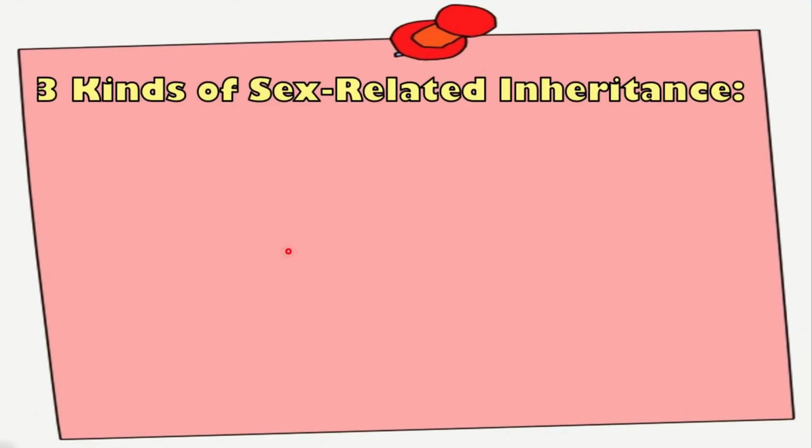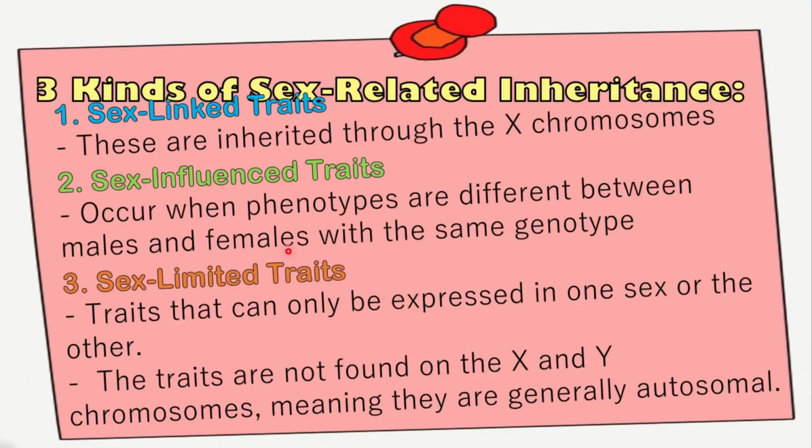Now let us proceed to the 3 kinds of sex-related inheritance. Number 1, sex-linked traits. These are inherited through the X chromosomes only. Number 2, sex-influenced traits. These occur when phenotypes are different between males and females with the same genotype. These are expressed in both sexes but more frequently in one than the other sex. Number 3, sex-limited traits. These traits can only be expressed in one sex or the other. The traits are not found on the X and Y chromosomes, meaning they are generally autosomal.